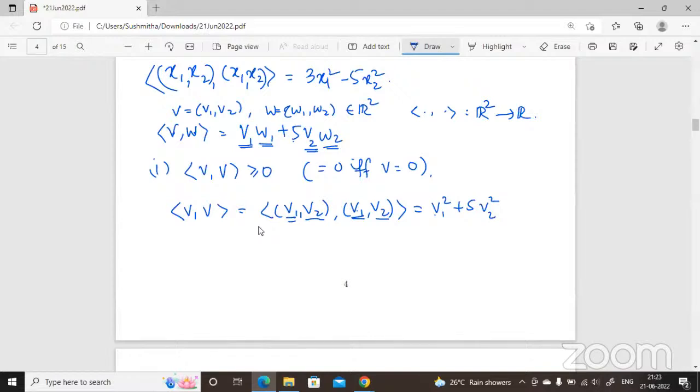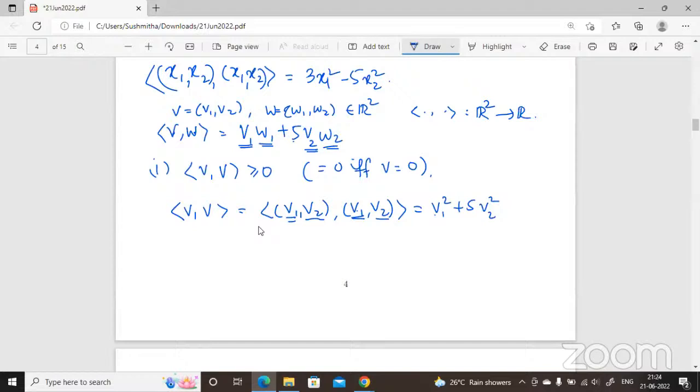Had it been V comma W, then we would have taken V1, V2 and W1, W2. We would have taken V1 W1 plus 5 times V2 W2. That's how the inner product is defined for two vectors V and W.